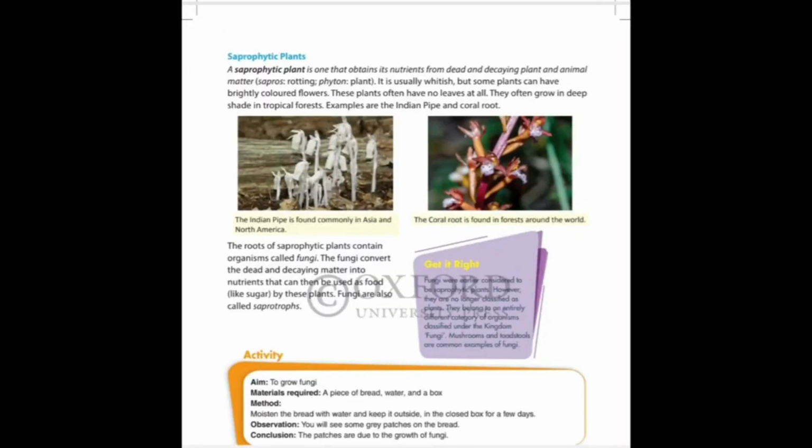The next one is the saprophytic plant. A saprophytic plant is the one which obtains its nutrients from dead and decaying plant and animal matter. Sapros means rotting and phyton is plant. Now, how do they derive nutrients from the dead and decayed matter? I again want you to do a recap of what you learnt last year. You have learnt about decomposers, right? Yes, the decomposers, the fungi.